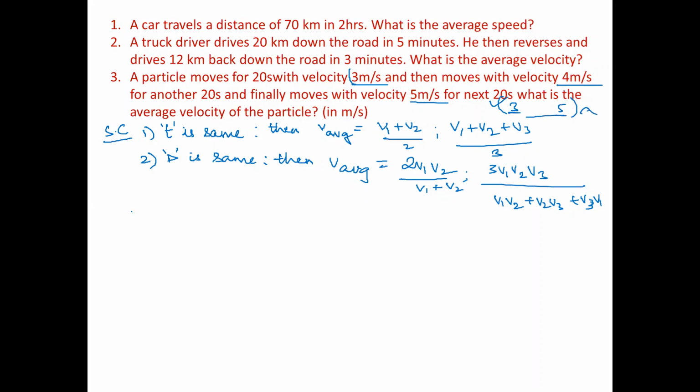Anyway, let me tell you how to do it now. First, I'll tell you with the formula, shortcut formula. He says a particle moves 20 seconds with velocity 3 meter per second, then moves with a velocity of 4 meter per second for another 20 seconds.